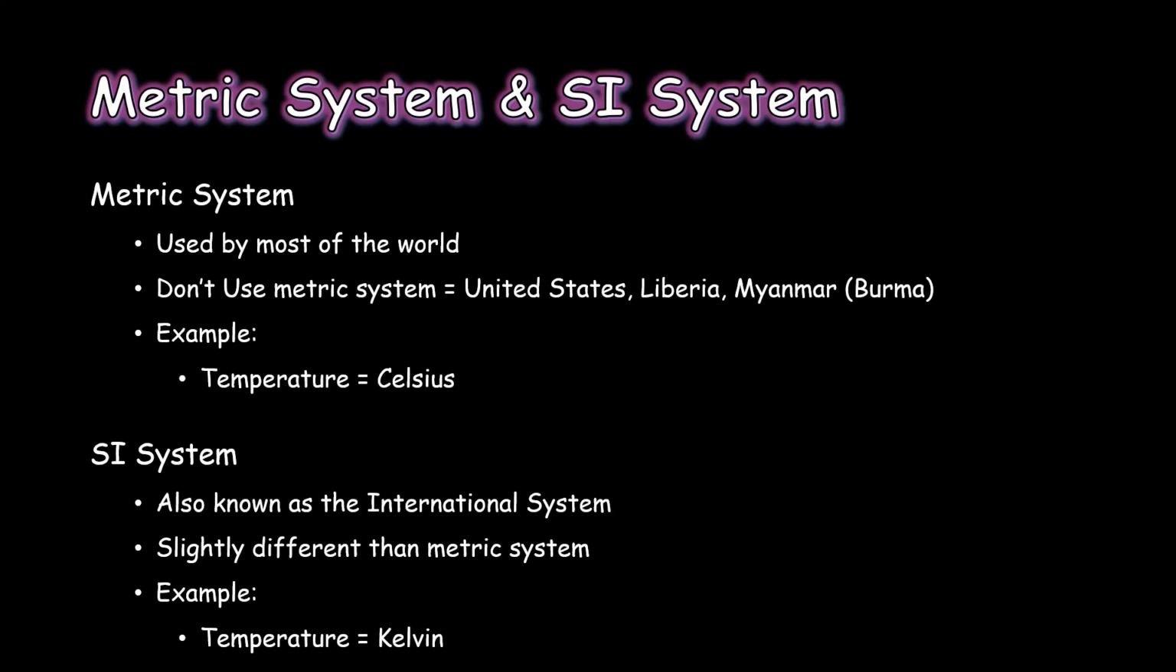The most widely used system is the metric system, and only 3 countries don't use the metric system, and that includes the United States, Liberia, and Myanmar. Therefore, the SI system was created, and this is known as the international system, and many scientists use this system to make their measurements. The SI system is similar to, but not exactly the same as the metric system. For example, in the metric system for temperature, we would use Celsius. However, in the SI system, we would use Kelvin to measure temperature.